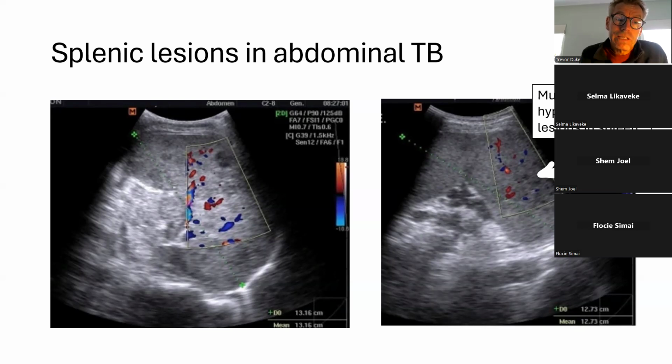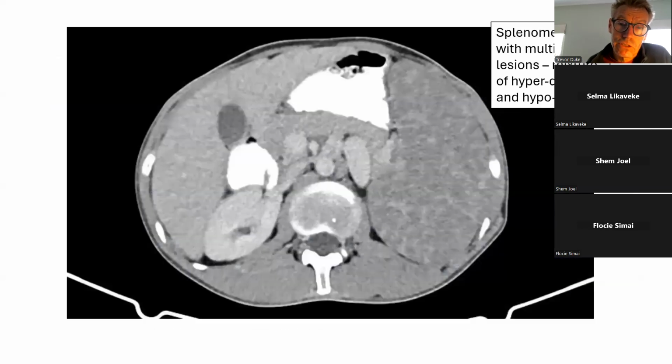And the sort of splenic lesions that you can get vary from multiple hypoechoic lesions, that is black lesions within the spleen. And so here you can see multiple hypoechoic lesions. You see the black lesions all throughout here. These are not blood vessels. This is abnormal hypoechogenicity, just multiple hypoechoic lesions. That's typical of abdominal TB, but it can be due to other things, splenic infarcts or splenic secondary malignancies.